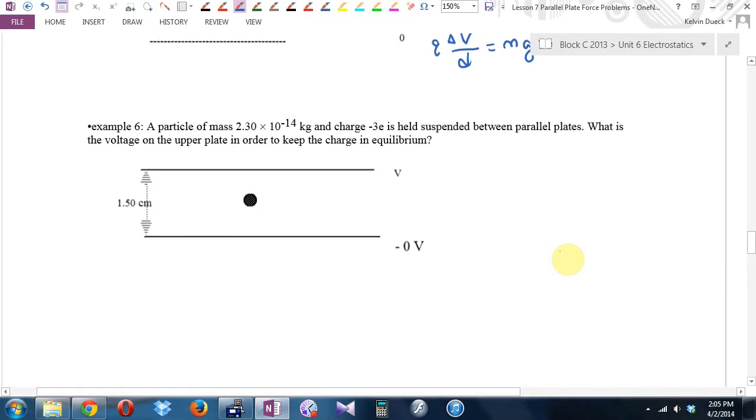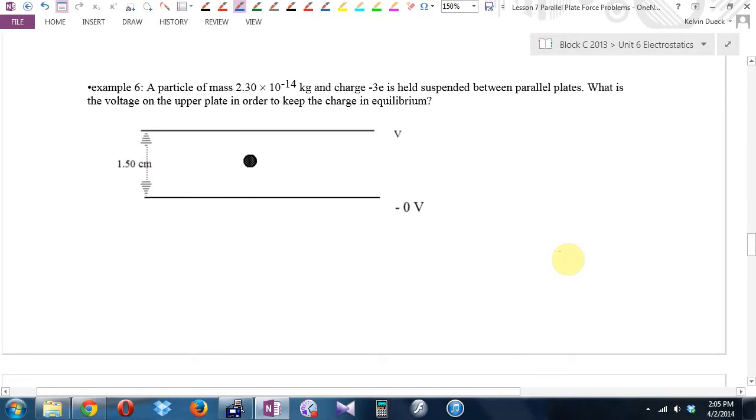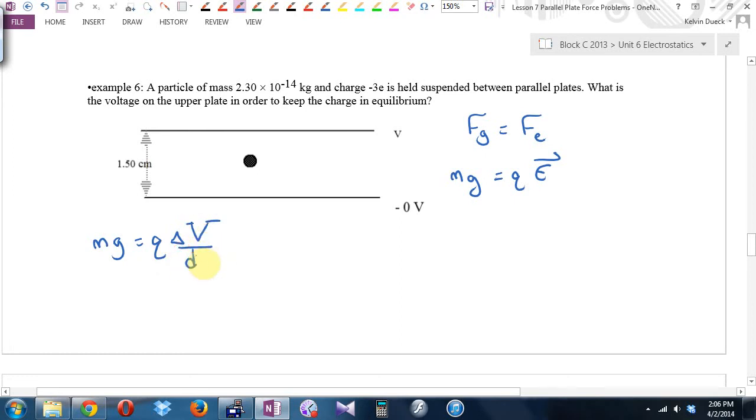Oh, here we go. A particle of mass, I think, is this the last one? Yes, it is. A particle of mass 2.3 times 10 to negative 14 kilograms and a charge of negative 3 electrons is held suspended between parallel plates. Okay, that means we know that gravity equals electric force. We know that mg equals QE. We know that mg equals Q change in voltage over the distance between them.